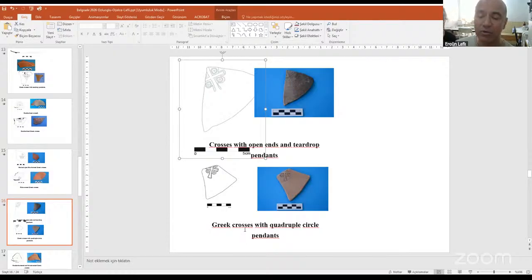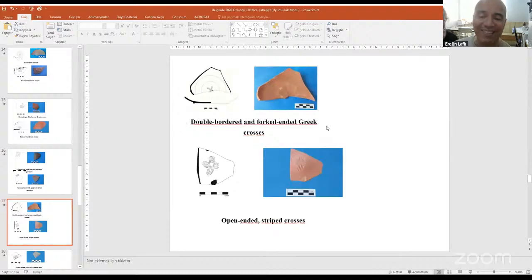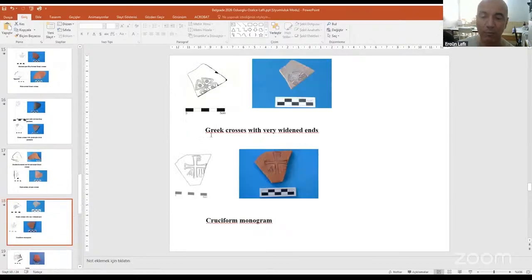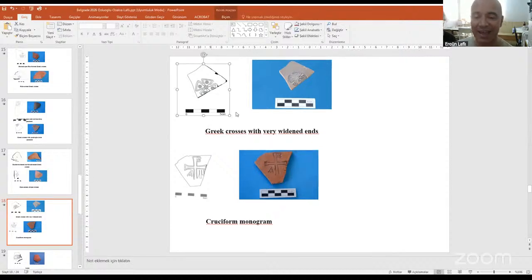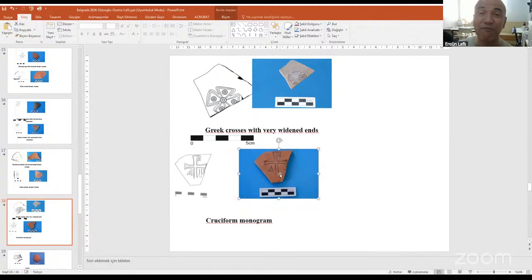Then we have Greek cross with quadruple circle pendants, double-bordered and forked-ended Greek crosses, open-ended striped crosses. I hope that our English is good enough to express those crosses, because we worked hard on it, and I'm hoping that you understand what we mean with Greek crosses with very widened ends. As you see here, the ends are a little bit widened. It's like a Greek cross in a Maltese shape. But we have also a few, not many, monograms. Here we have a cruciform monogram.